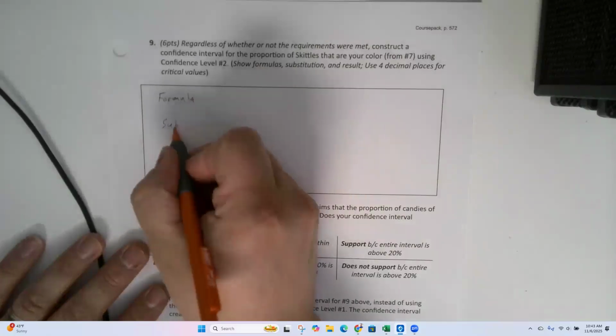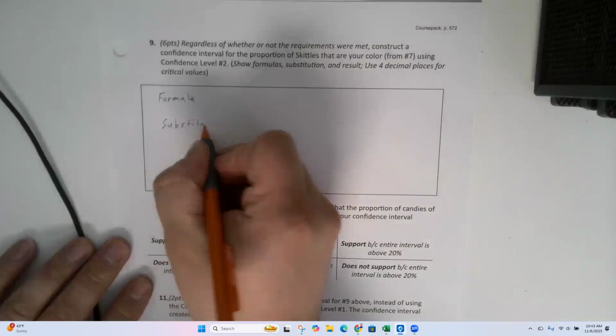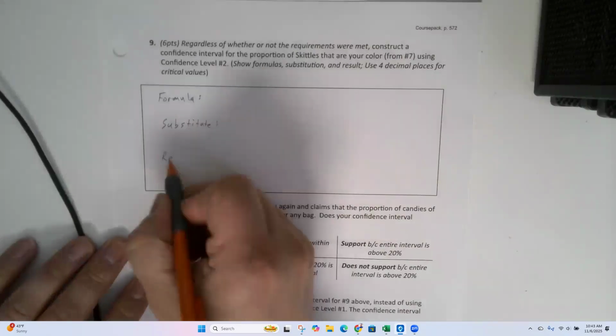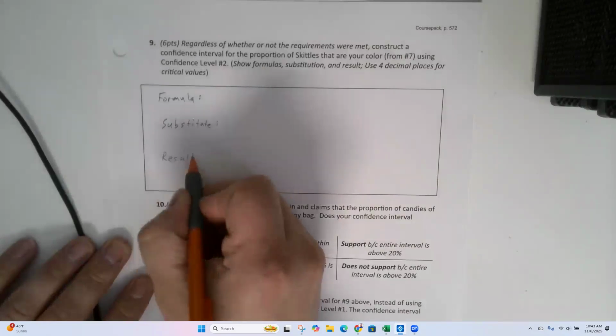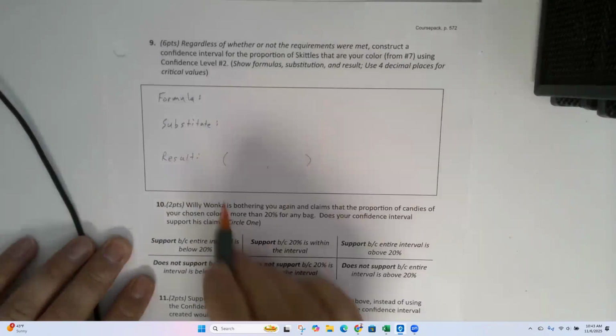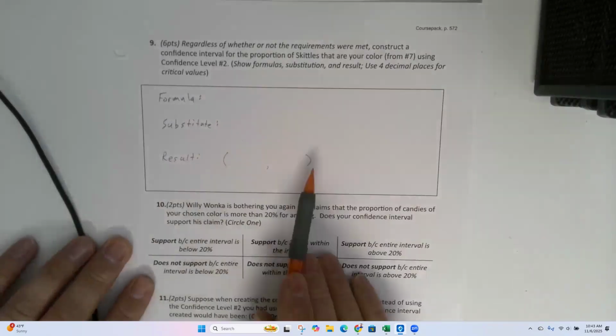Substitute in the numbers there and show our result. All right. Our result, just like last time, will be 2 numbers, a low end and a high end.